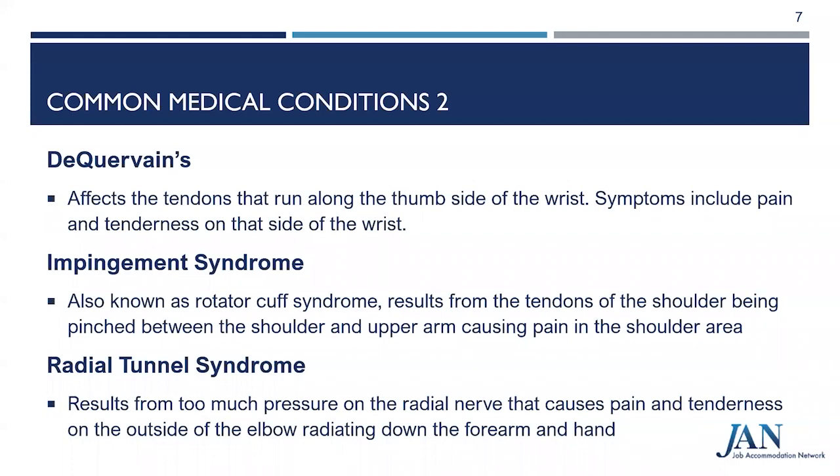Radial tunnel syndrome results from too much pressure on the radial nerve. It causes pain and tenderness on the outside of the elbow, radiating down the forearm to the hand. Fractures, trauma to the nerve tissue, and repetitive movement can result in radial tunnel syndrome.